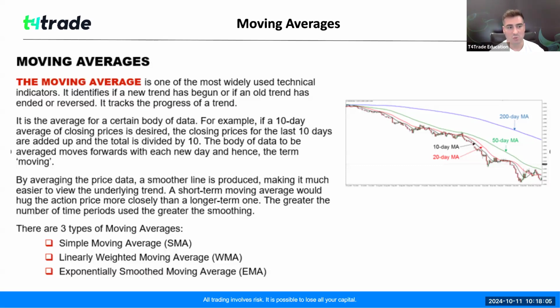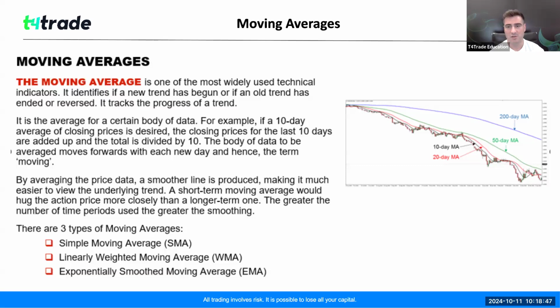A short-term moving average would hug the price action much more closely than the long one, and the greater the number of periods used, the greater the smoothing. Okay, another easily spotted fact: the 10-day moving average moves much more erratically compared to the 200-day moving average, which is a much smoother line, obviously, because it compiles information about many, many more days than the short-term one. Okay, so there are three types of moving averages. What we call the simple moving average, which is the example we just outlined earlier on this slide.